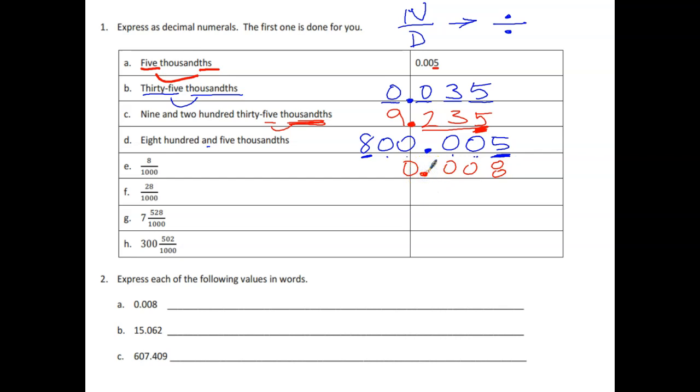So now we have 28 thousandths. So I can't put 28 just in my thousandths place. So that means my last digit is going to go in my place value that's at the bottom. So my 8 is going to be my thousandths place, which means I have 2 in my hundredths place, 0 tenths, and 0 ones.